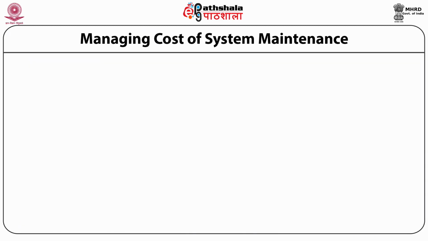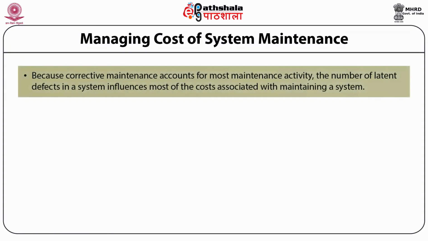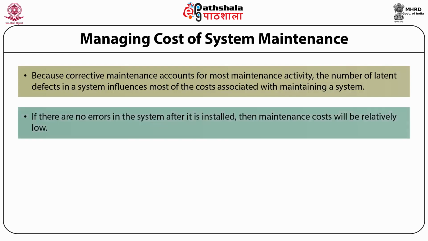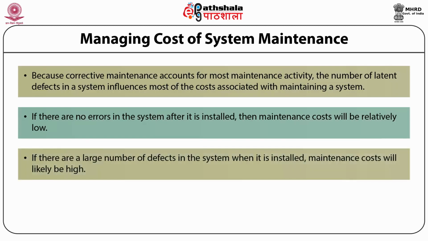Managing cost of system maintenance. Because corrective maintenance accounts for most of the maintenance activity, the number of latent defects in a system influences most of the cost associated with maintaining a system. If there are no errors in the system after it is installed, the maintenance cost will be relatively lower. However, if there are a large number of defects in the system, the maintenance cost will naturally be higher.